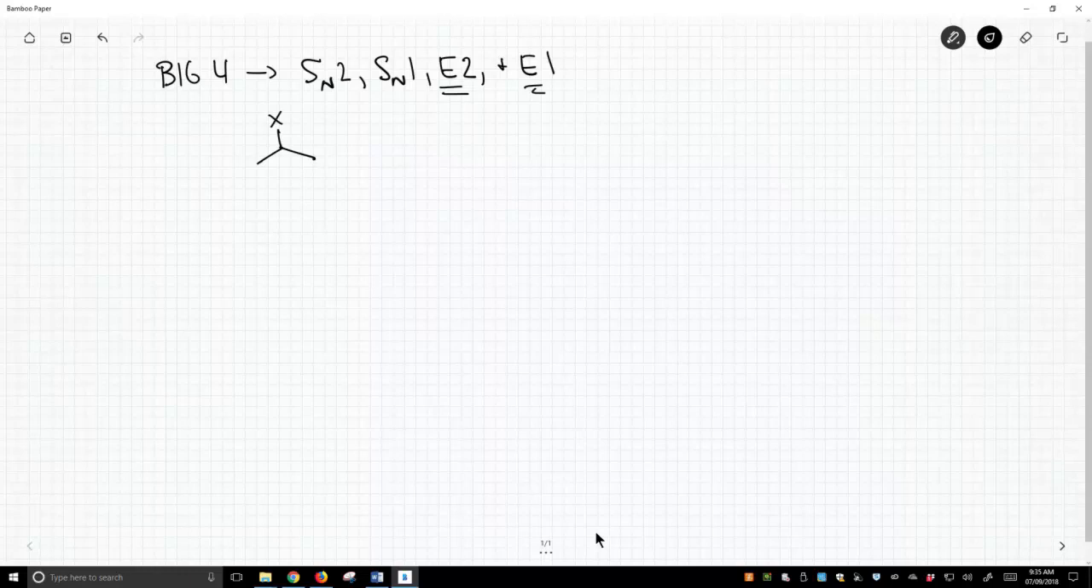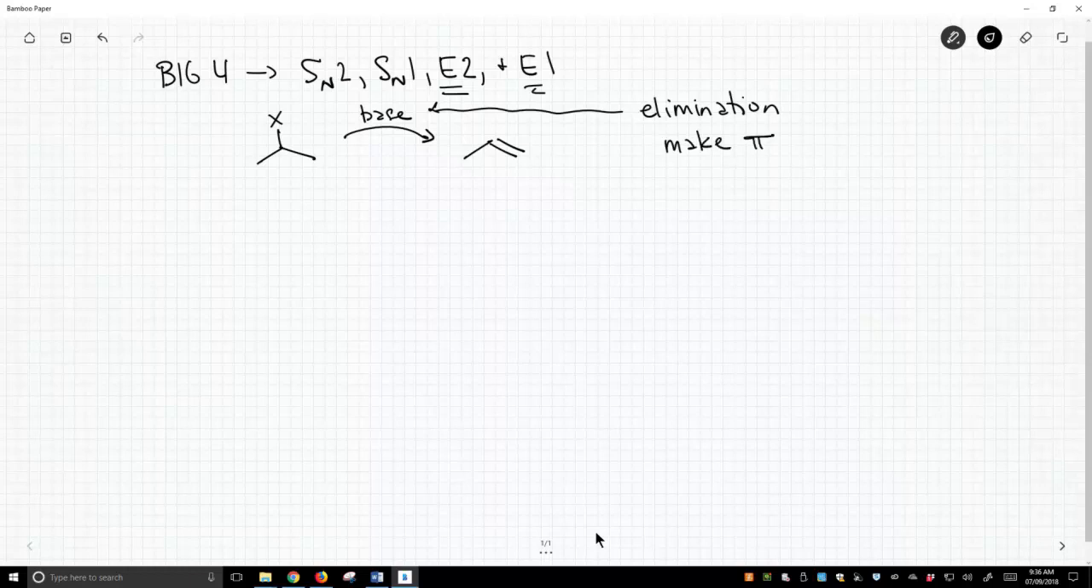We could take some kind of alkyl halide. I'm not specifying that halide, just calling it X. And if we reacted this with a base, a strong base, we do an elimination. So this is an elimination. And how do we know it's an elimination? We know it's an elimination because we make a pi bond.